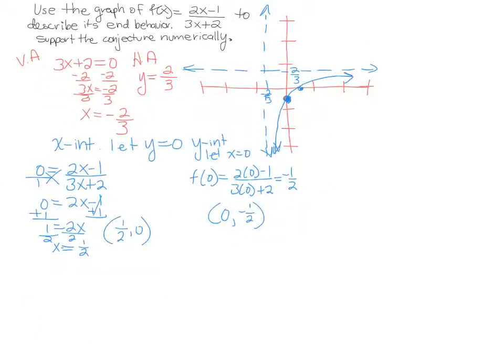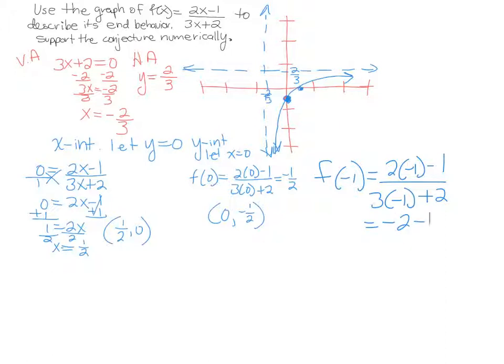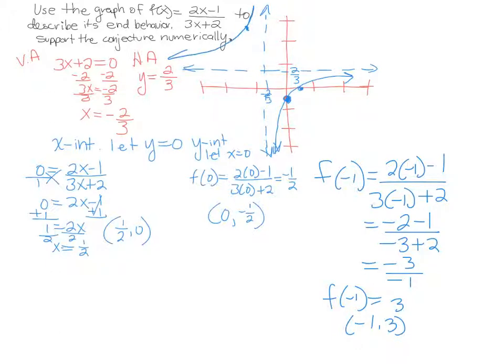I'm going to find the value at x equals negative 1. So f of negative 1 equals 2 times negative 1 minus 1 over 3 times negative 1 plus 2. I simplify that: negative 2 and then minus 1 is negative 3, and then plus 2. Simplify, that's negative 3 over negative 1, which is a positive 3. So at x equals negative 1, y is 3. So I plot that point, negative 1, 3.